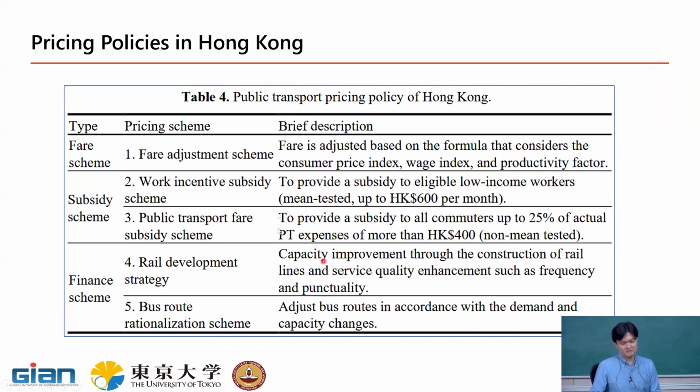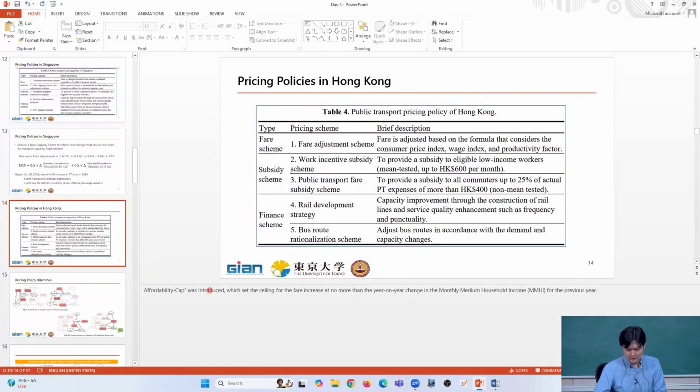Hong Kong is a very different story, I would say. Again, fare is adjusted based on this formula that includes CPI, wage, productivity factors as well. Private sector had very strong control of this price increase. Public acceptability went down over years as price just kept going up and up and up. So there was a bit of lobbying and political pressure, and then they decided that they have to start announcing publicly how they calculate the price increases. Okay, so this is what it says here.